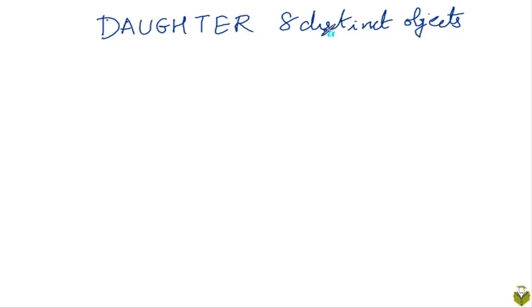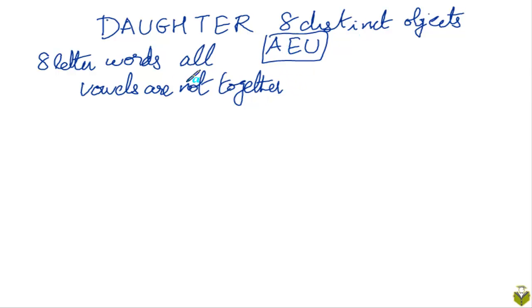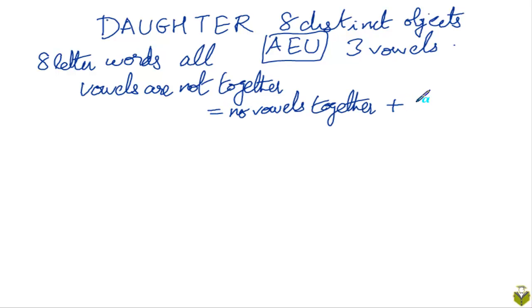So what we have to do is that, as before, we have these 8 distinct objects, right? And we have to form 8-letter words where all vowels are not together. So we had already identified 3 vowels, which were A, E, and U. And how can you have 8-letter words where all vowels are not together? You can have either no vowels together or only 2 vowels together, right?